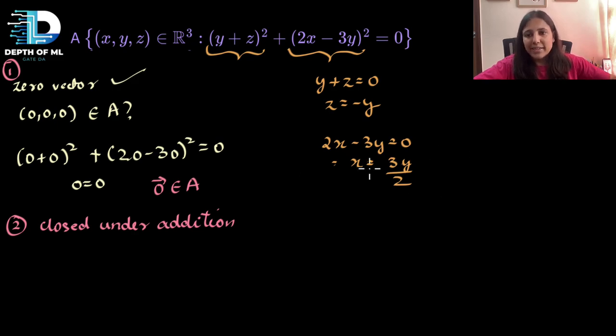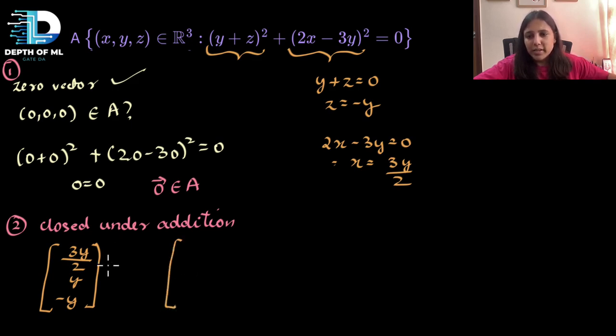So my vectors are actually of the form: instead of x, I'll write 3y by 2, then this is y and this is minus y. So this is the form of my vectors. Now you can simplify this. I can get rid of the 2 over here, convert this to 3y, and multiply the whole thing by 2. So I'm getting 3y, 2y and minus 2y. This is the form of my vectors.